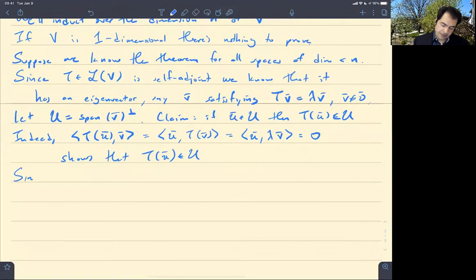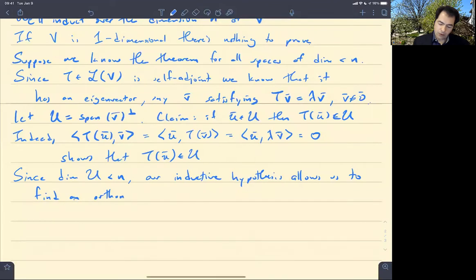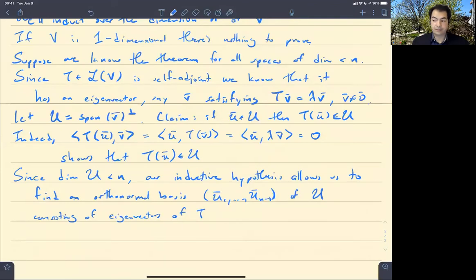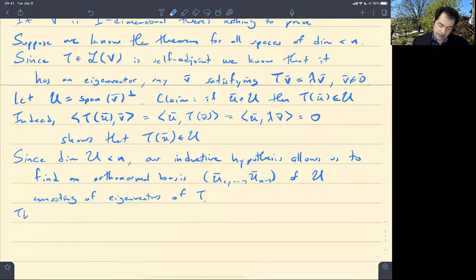Now, since the dimension of capital U is strictly less than n, our inductive hypothesis applied to T restricted to U allows us to find an orthonormal basis, let's call it u1 through u_{n-1}, of capital U consisting of eigenvectors of T. Then let's just add v to this list.